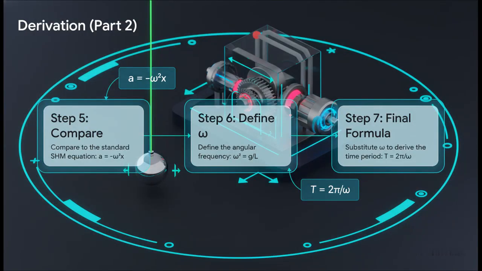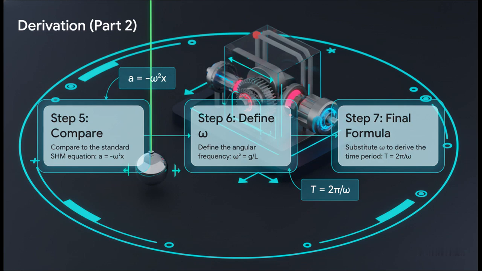We're almost there. Now, in step 5, we look at our result and realize it has the exact same structure as the general equation for simple harmonic motion. So by comparing our equation to the standard one, we can figure out the angular frequency, omega. You can think of omega as a measure of how fast the oscillation happens. It turns out omega squared is just g divided by L.